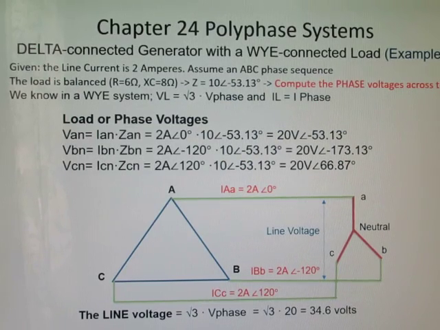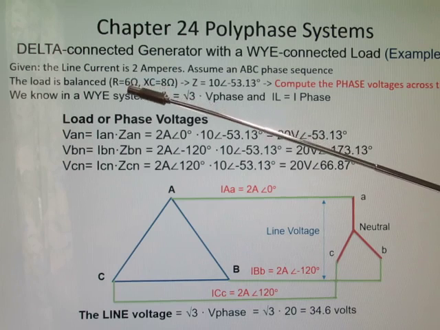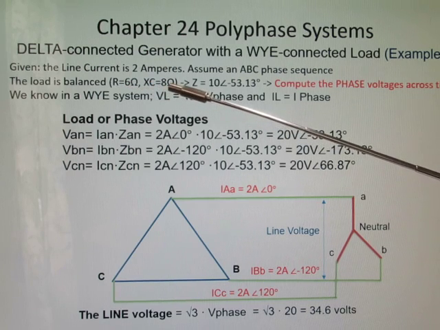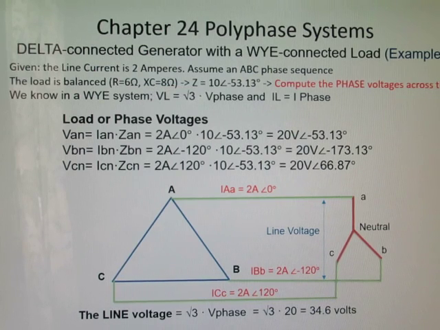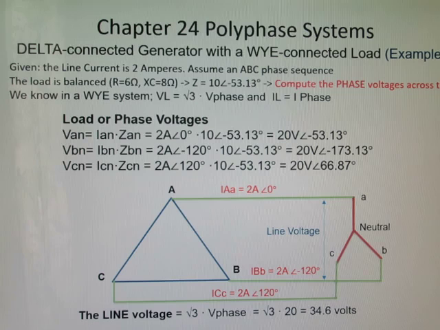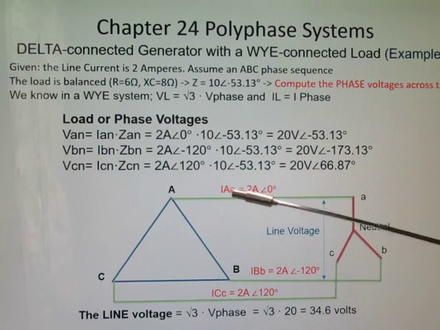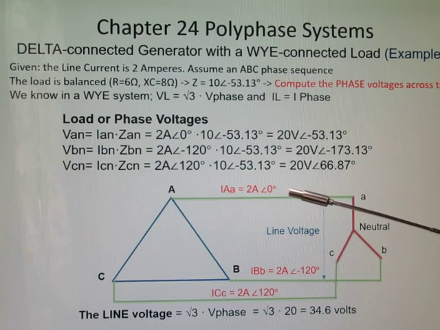Example 3: we have a delta connected generator and a Y connected load. This load is capacitive. So we have R equals 6 ohms and X sub C equals 8. In rectangular coordinates, it would be 6 minus j8. Then we can use Pythagorean's theorem and put it in polar coordinates: 10 at minus 53, because it's a capacitive reactance. So V A to N equals the current, which is given at 2 amps.